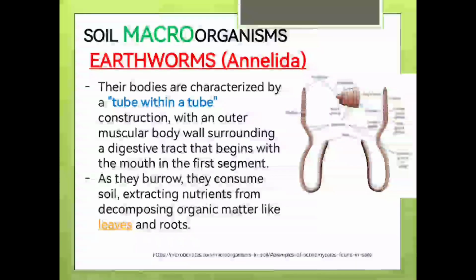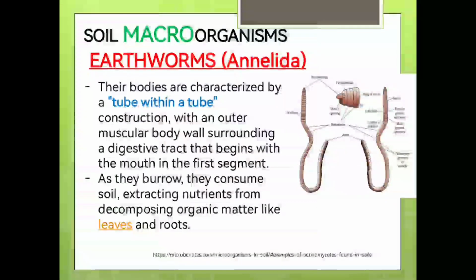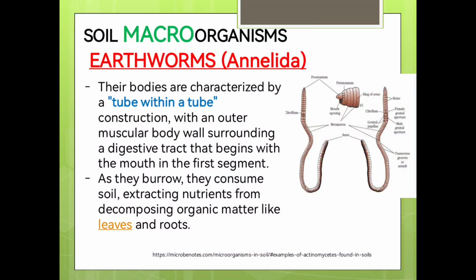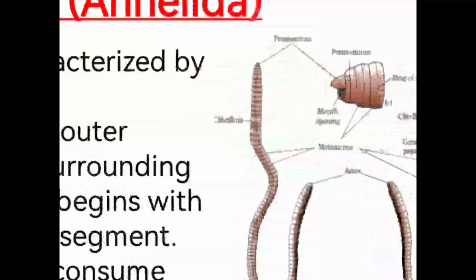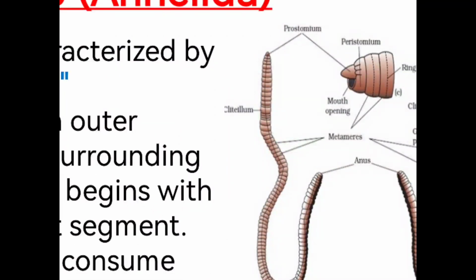Their bodies are characterized by a tube within a tube, with an outer muscular body wall surrounding a digestive tract that begins with the mouth in the first segment. As they burrow, they consume soil, extracting nutrients from decomposing organic matter like leaves and roots. If we look at this worm, this is its mouth opening.